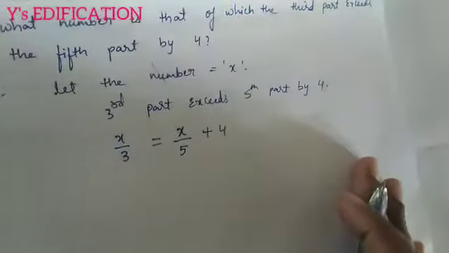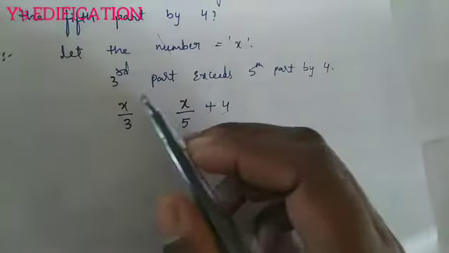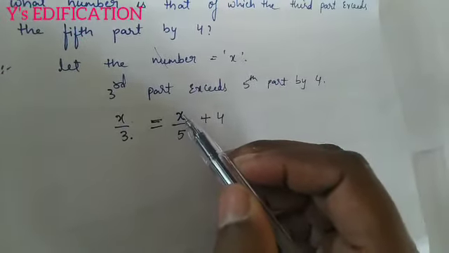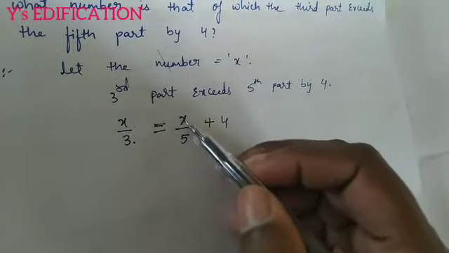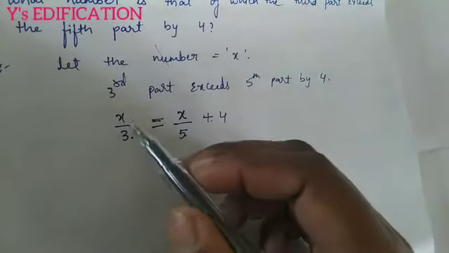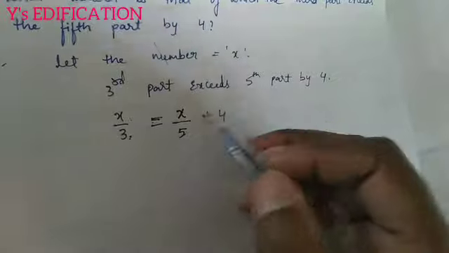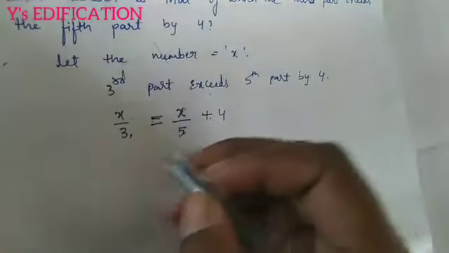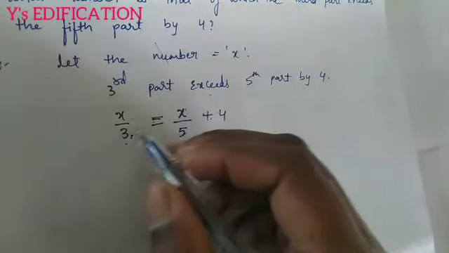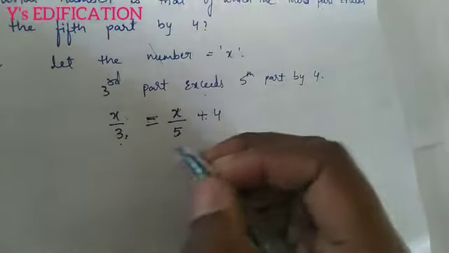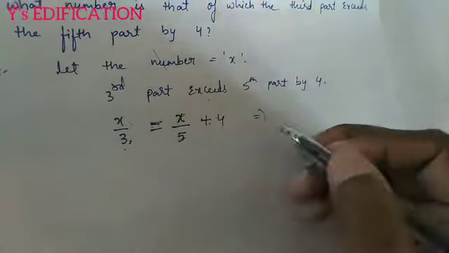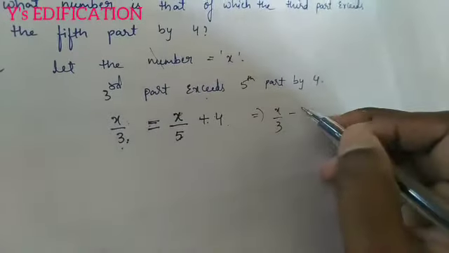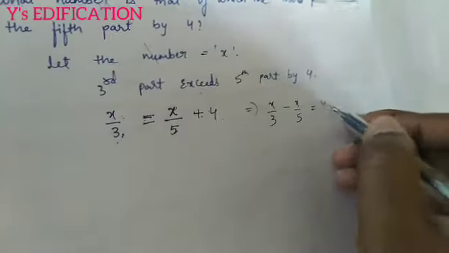Exceeds means increasing. Okay, third part of the number exceeds the fifth part by 4. Okay, third part is x by 3 is equal to fifth part is x by 5, exceeds by 4, so plus 4. Now we have one variable, x by 3 is equal to x by 5 plus 4. Write down these variables on one side and this numerical on the other side. So x by 3, when I transpose, it will become minus x by 5 is equal to 4.